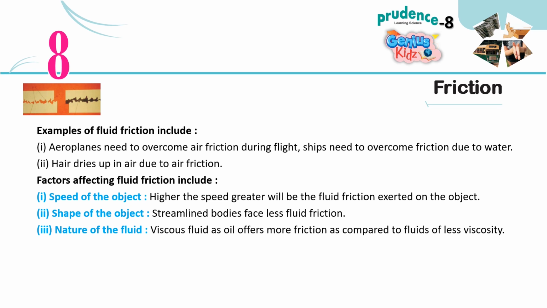Factors affecting fluid friction include: 1. Speed of the object. Higher the speed, greater will be the fluid friction exerted on the object. 2. Shape of the object. Streamlined bodies face less fluid friction. 3. Nature of the fluid. Viscous fluid such as oil offers more friction as compared to fluids of less viscosity.